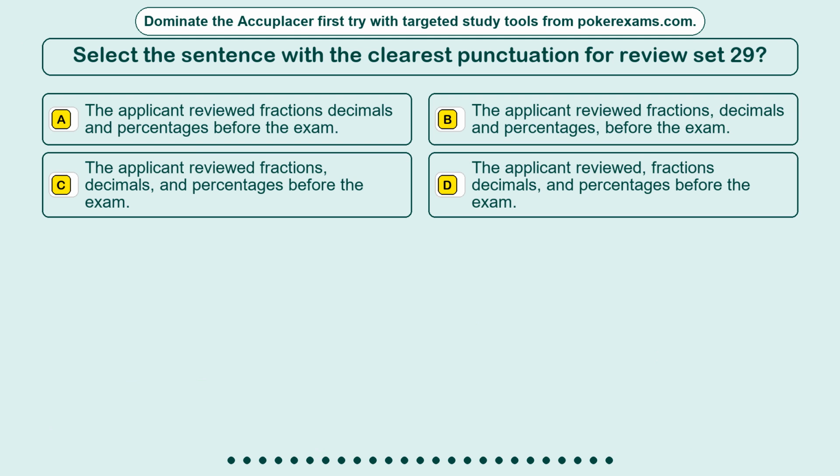Question 19. Select the sentence with the clearest punctuation for review set 29. Option A. The applicant reviewed fractions, decimals, and percentages before the exam. Option B. The applicant reviewed fractions, decimals, and percentages before the exam. Option C. The applicant reviewed fractions, decimals, and percentages before the exam. Option D. The applicant reviewed fractions, decimals, and percentages before the exam.